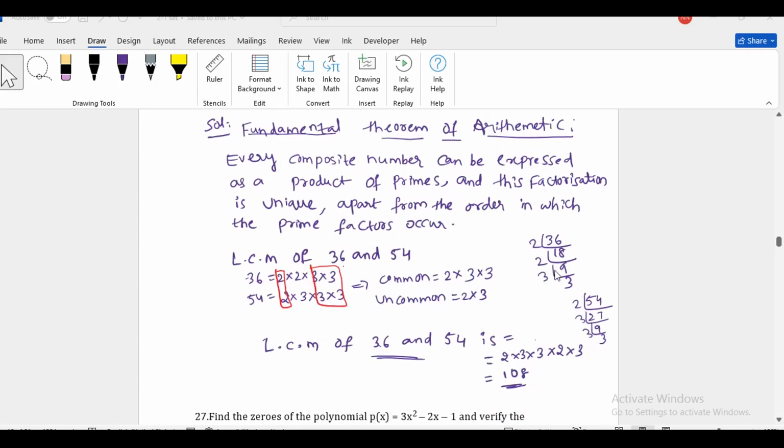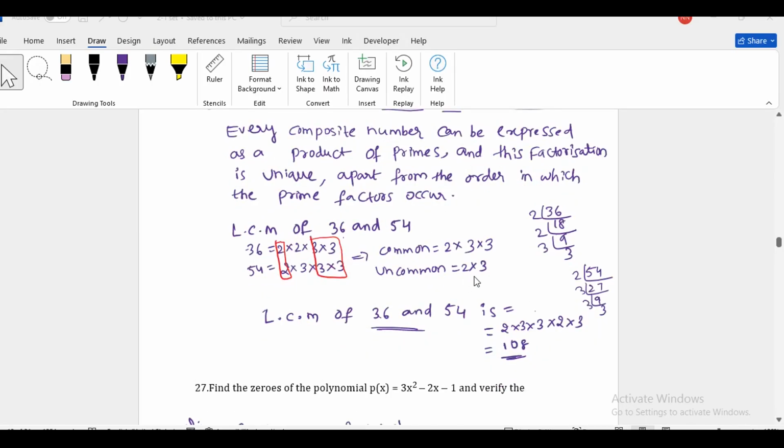36 we can write as 2 into 2 into 3 into 3, and 54 we can write as 2 into 3 into 3 into 3. First write the common factors, that is 2 into 3 into 3, and write the uncommon factors, that are 2 into 3. So the LCM of 36 and 54 is the product of common factors and the product of uncommon factors, that is 2 into 3 into 3 into 2 into 3. So the LCM of 36 and 54 is 108.